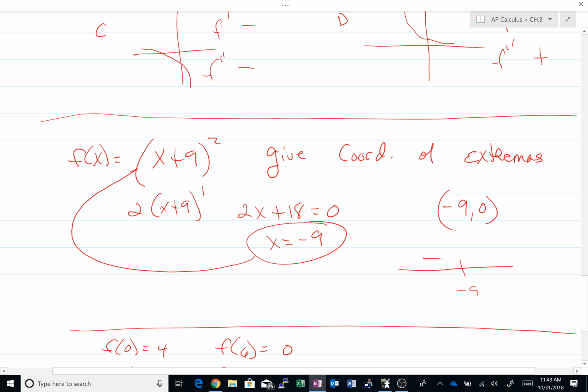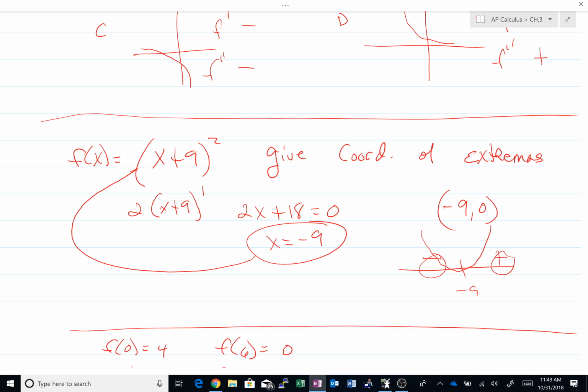Negative. And then I get a positive over here. So that means I'm decreasing, I'm increasing. Okay? I'm plugging into the first derivative to give me data about the original. But at negative 9, zeros is where it actually occurs. Also, you don't plug back in to get 0. Well, if I put negative 9 in the original, I do get 0. I just figured that out. Okay?